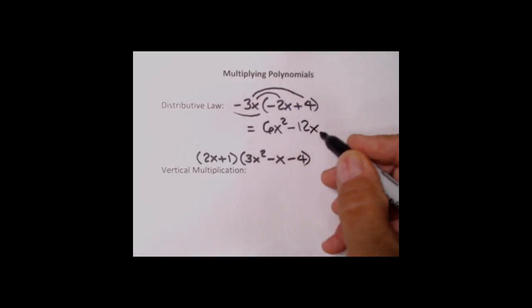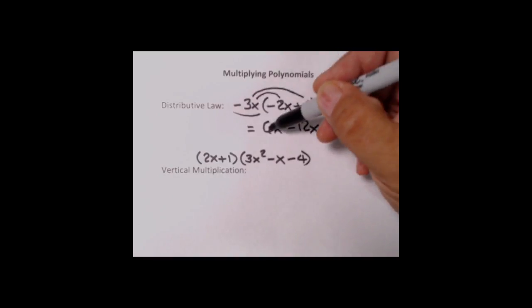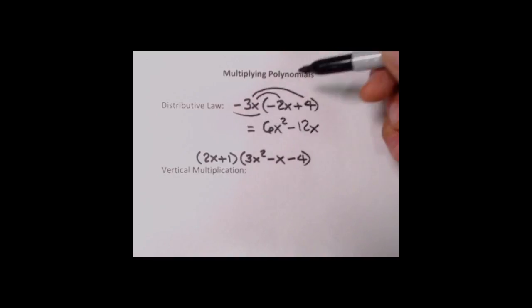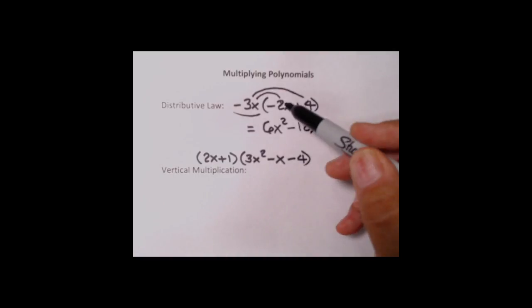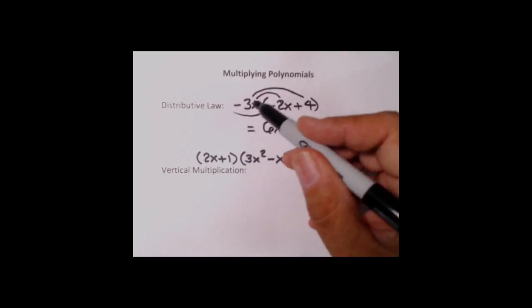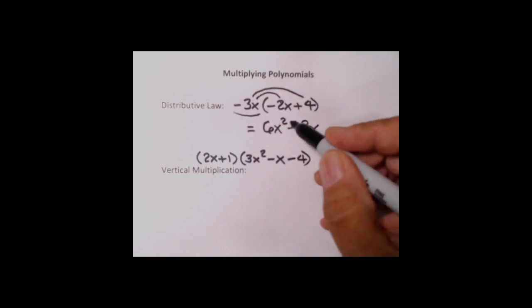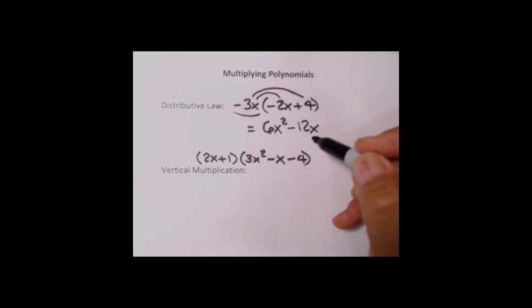Now, double check that. Negative 3 times negative 2 gives me positive 6. Put the plus if you want or leave it off. x times x is x squared. To get the second term, you've got to hit everybody inside. Negative 3 times positive 4 is negative 12, and then there's only a single x.